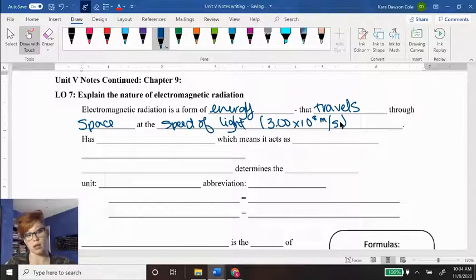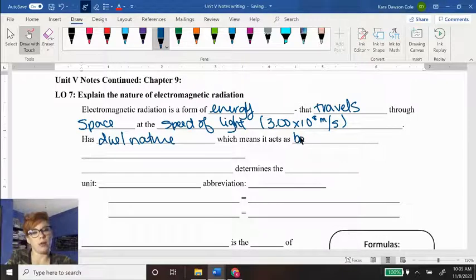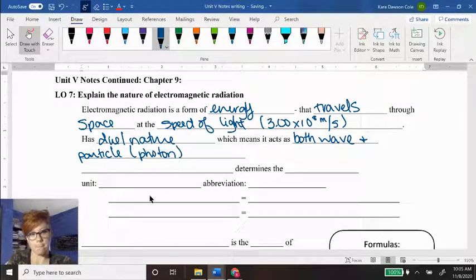10 to the 8th meters per second. This has a dual nature, which means that it acts as both a wave and a particle. We call the particle a photon. So a particle of light is called a photon. There's two quantities that are in electromagnetic radiation.